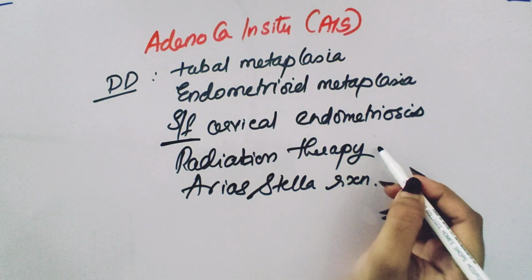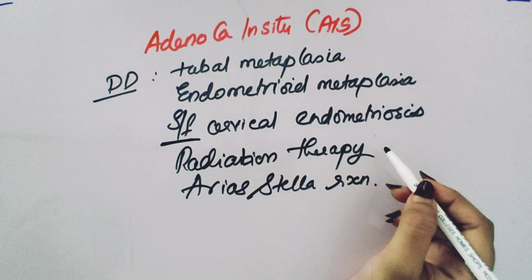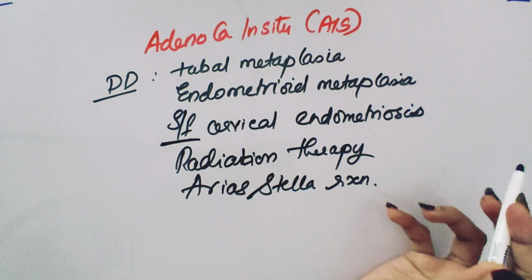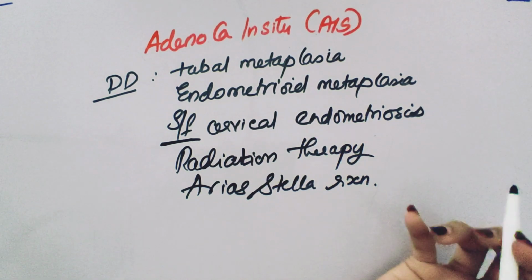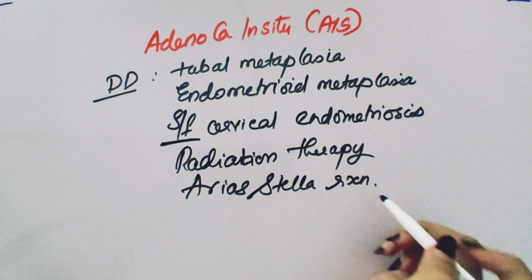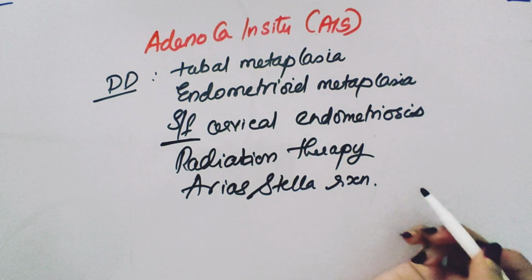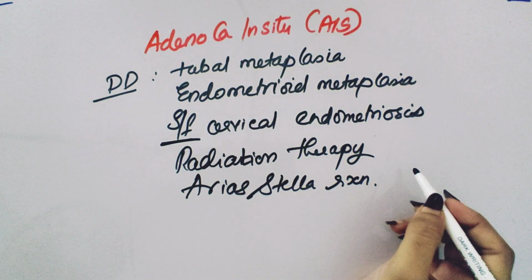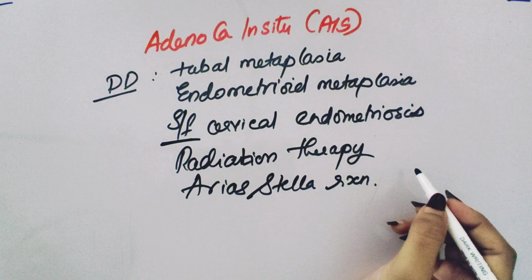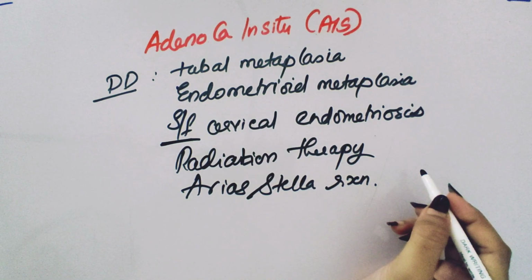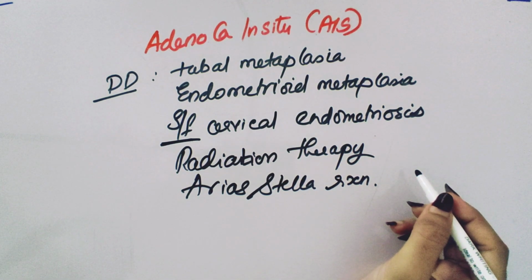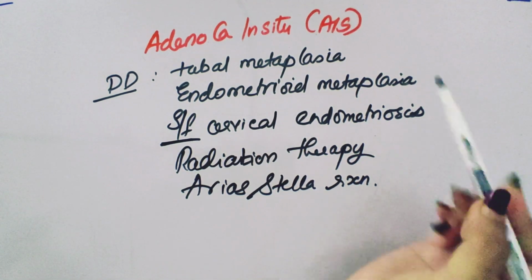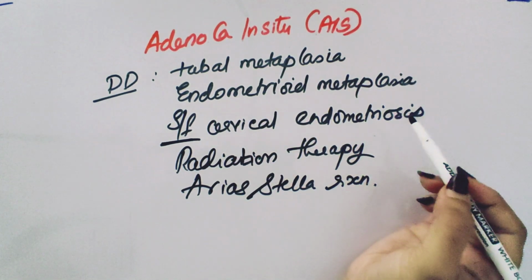And then radiation therapy. In radiation therapy, you will see cytoplasmic vacuoles and pleomorphism, which can mimic adenocarcinoma in situ. And Arias-Stella reaction, as you all know, the enlarged glandular cells also have vacuolated cytoplasm, and they have a hobnail appearance. It's usually the superficial area that is involved, so it is also a DD for adenocarcinoma in situ.